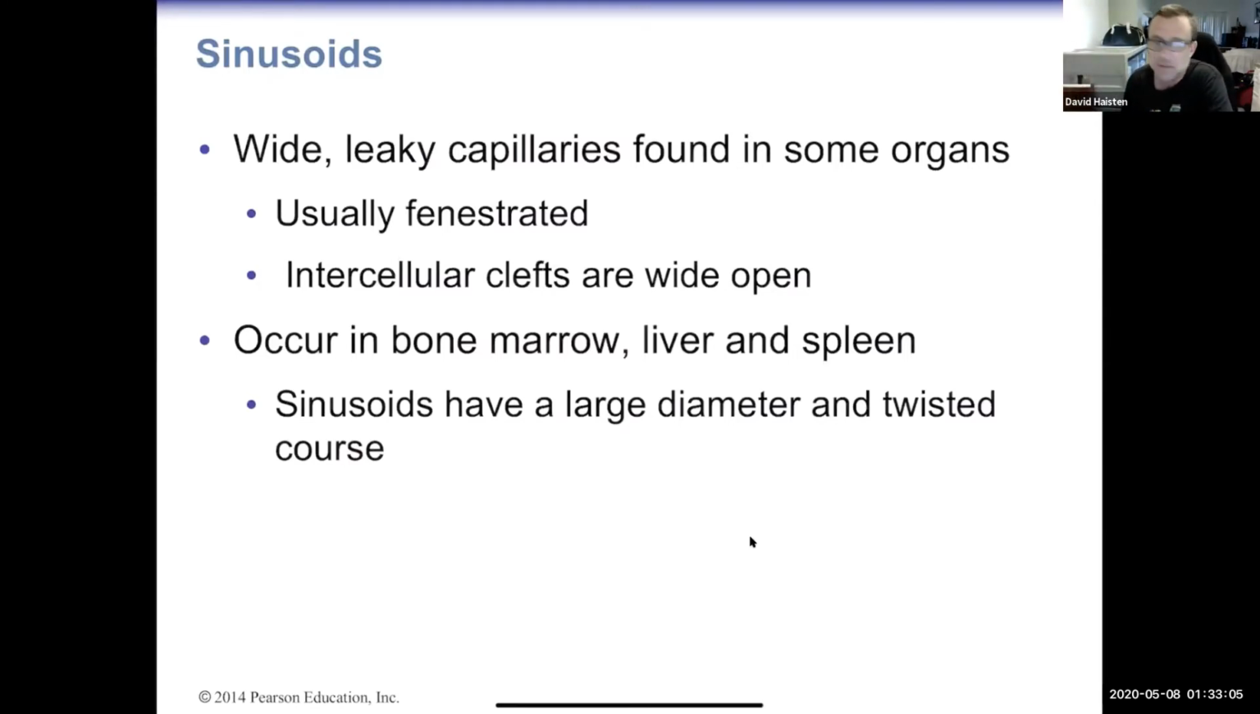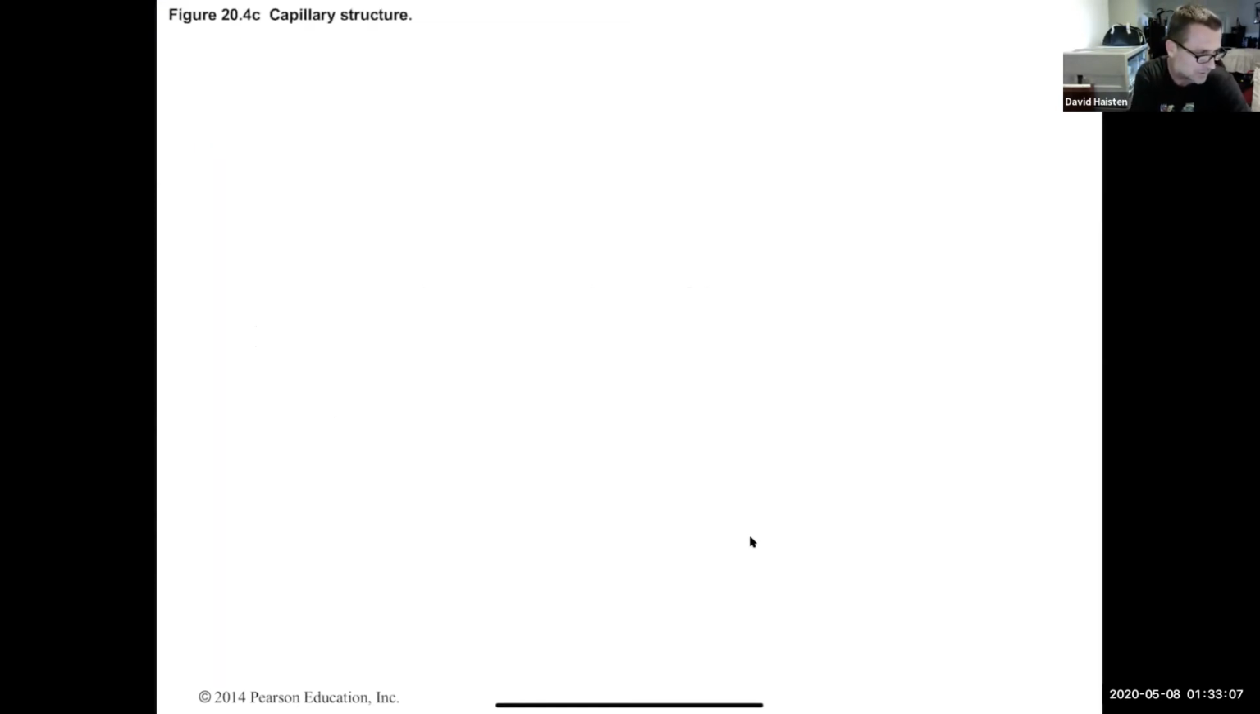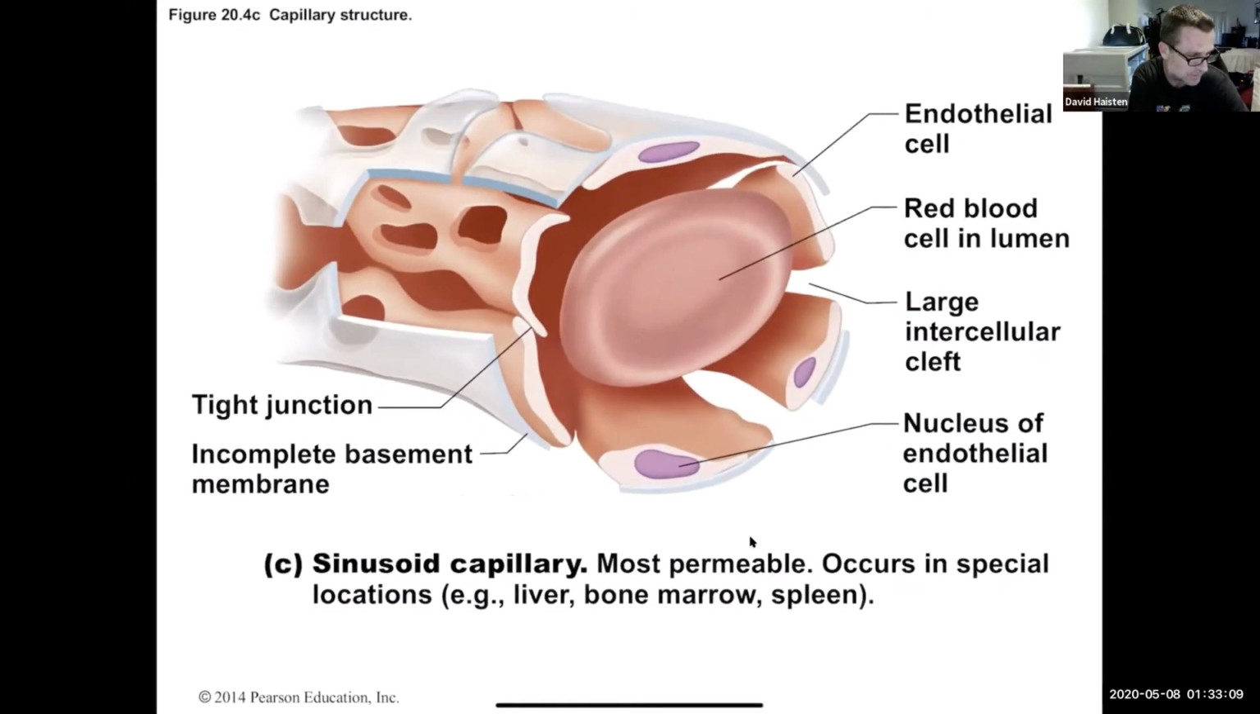Okay, so here we go. Here's what a sinusoid looks like. The intercellular cleft is blown wide open. They have an incomplete basement membrane and typically fenestrated. Special locations, your liver, your bone marrow, and your spleen. The reason you have this is because your red bone marrow, what happens in your red bone marrow? What gets made there?